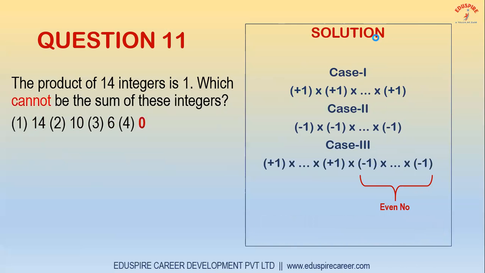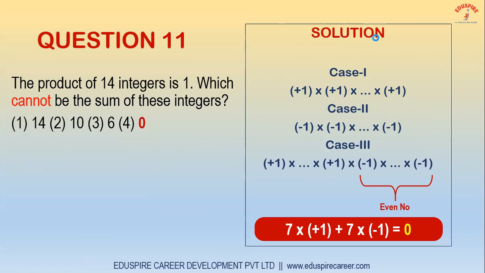Is 0 a possibility? Now you see, if 0 has to be a possibility, then the situation should be 7 plus 1s and 7 minus 1s. But how is that possible? Because we have to have an even number of minus 1s, right? Which is not getting satisfied. Hence, this is not possible. So here they have said which cannot be the sum of these integers. So our answer choice will be 0. That is option 4.